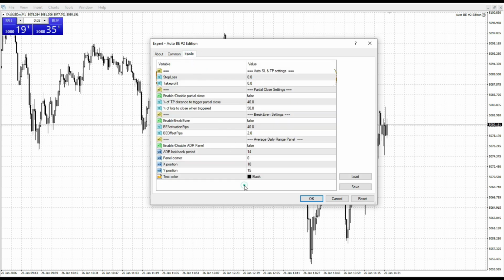The first key feature is automatic stop loss and take profit. When you open a trade, AutoBE Second Edition can set your stop loss and take profit levels automatically if you haven't already defined them. These levels are fully adjustable in the input settings, so you can customize them to fit your trading strategy. This ensures your trades are managed consistently and your risk is controlled right from the start.